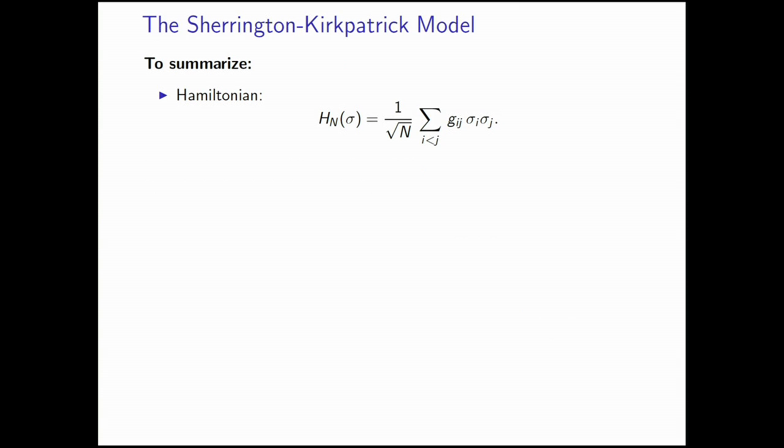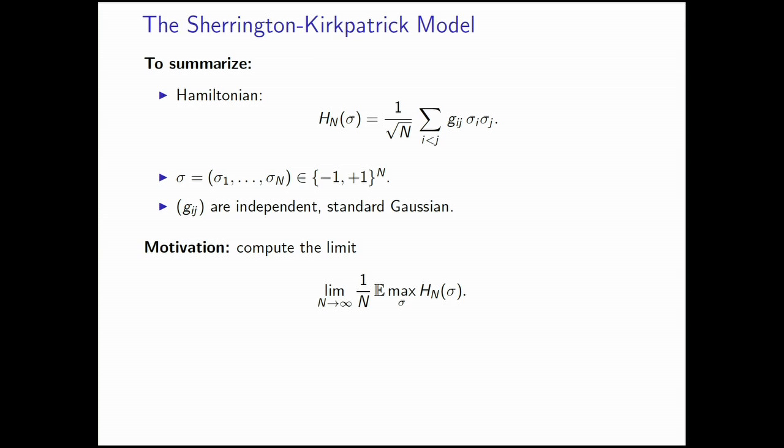And so to summarize, this will be our object of interest, this Hamiltonian. Now, I'm not going to write a minus sign like in physics. I will keep writing a plus sign. And even though I will call it energy or Hamiltonian, I will really talk about the maximum, trying to maximize this random function, which is a function on these vectors of configurations with random parameters, which are independent standard Gaussian. And so our motivation is to compute the limit of the maximum scaled by its order, which is now n.